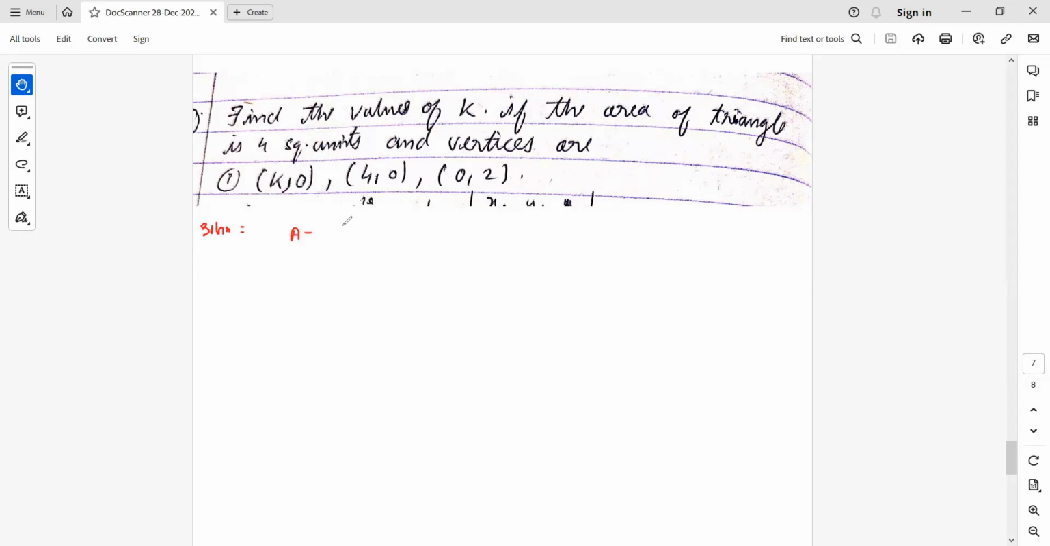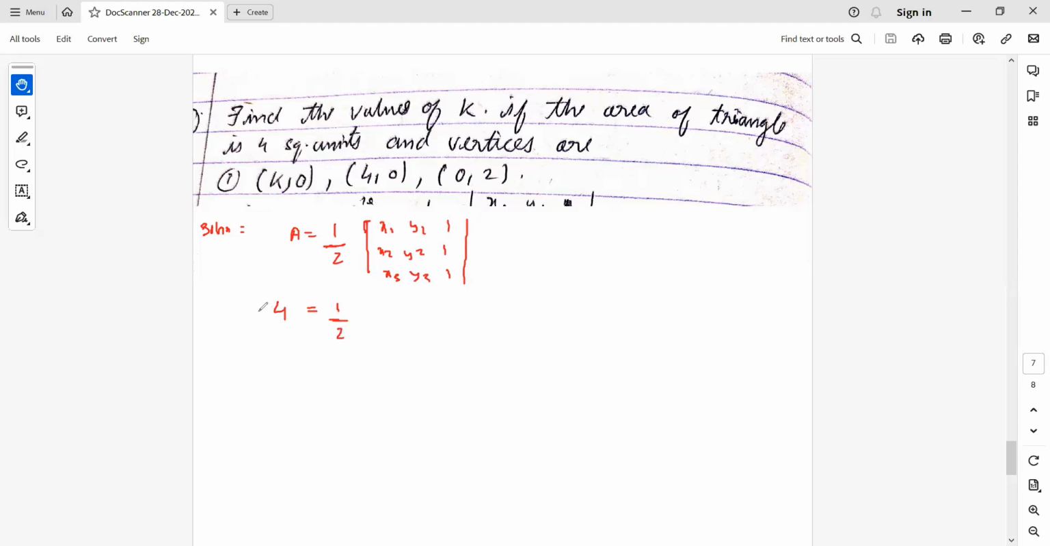A is equal to the formula for the area of a triangle, which is 1 by 2, determinant of x1 y1 1, next x2 y2 1, and then x3 y3 and 1. Okay, so the same formula we need to use, but in place of area, replace it by 4. So 4 is equal to 1 by 2.